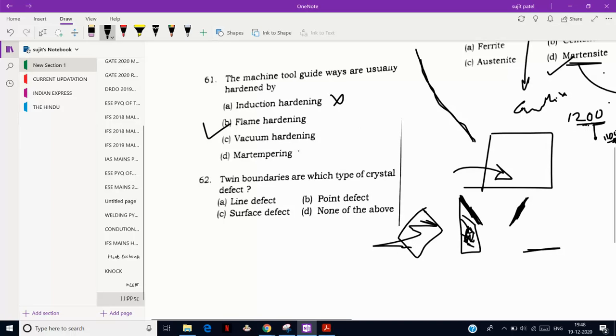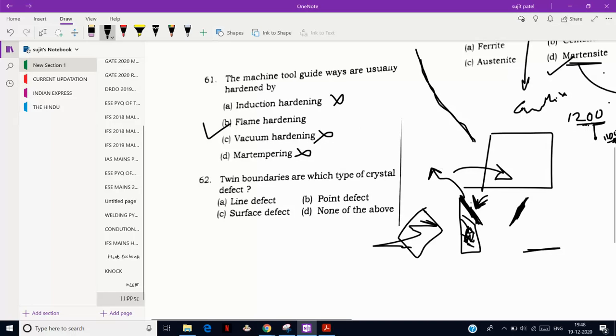Mar tempering is used to make bainite structure. Bainite we do not require, we require hard enough martensite structure. Vacuum hardening is not suitable because the full bed has to be put in the heat treatment chamber, so that is not recommended. Nitriding is where the ammonia is placed and heated up, so cyanide gases are produced. That is one drawback.